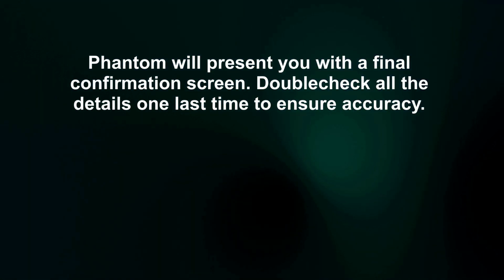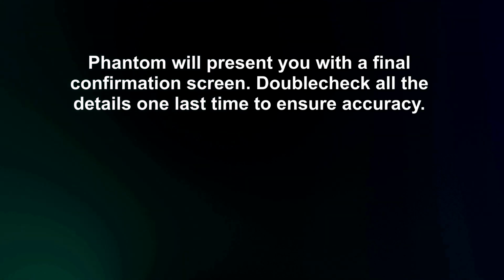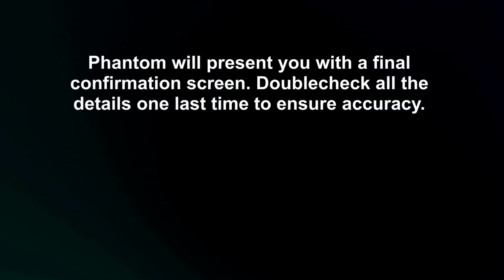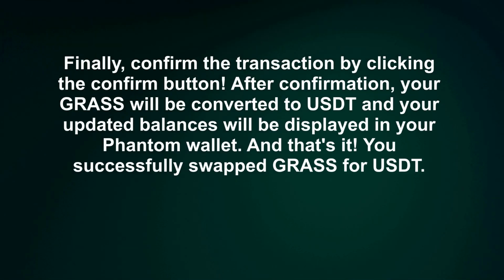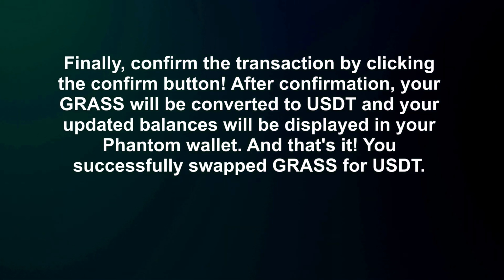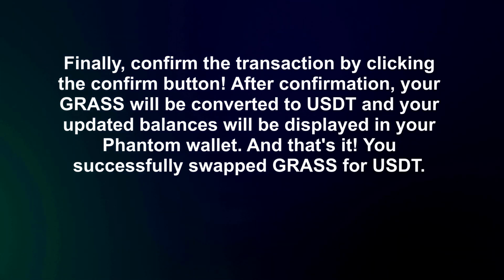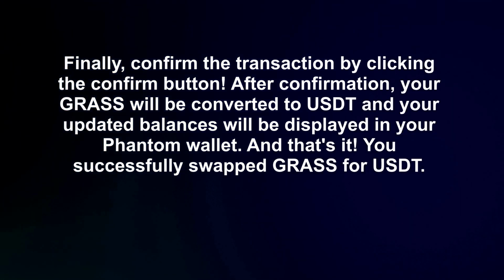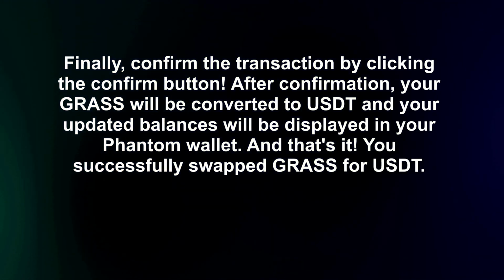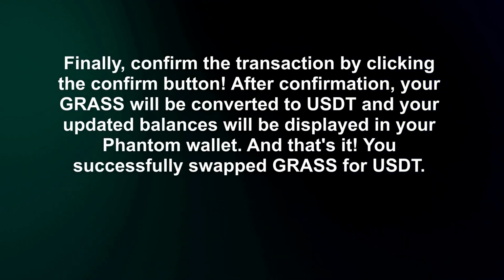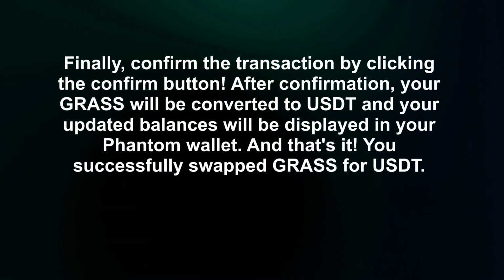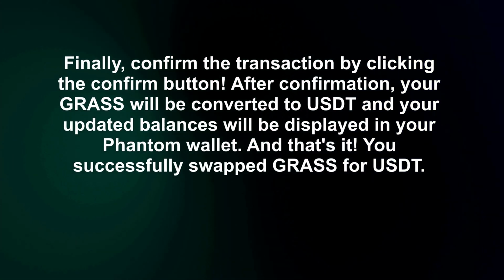Phantom will present you with a final confirmation screen. Double-check all the details one last time to ensure accuracy. Finally, confirm the transaction by clicking the Confirm button. After confirmation, your grass will be converted to USDT and your updated balances will be displayed in your Phantom wallet. And that's it. You successfully swapped grass for USDT.